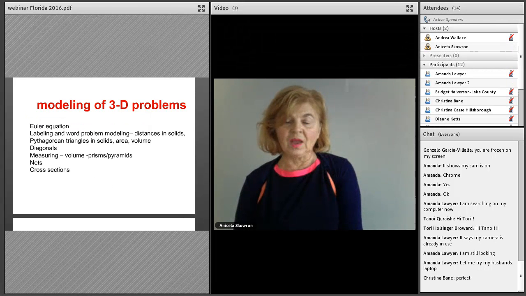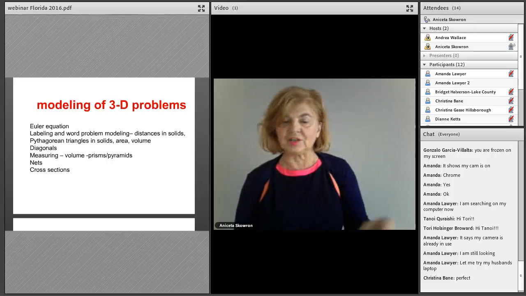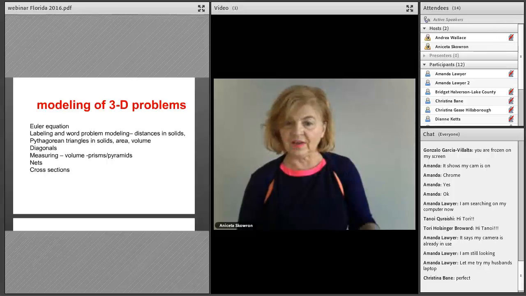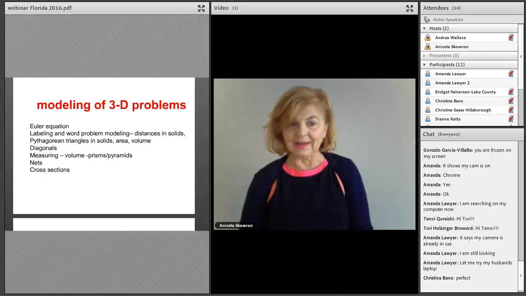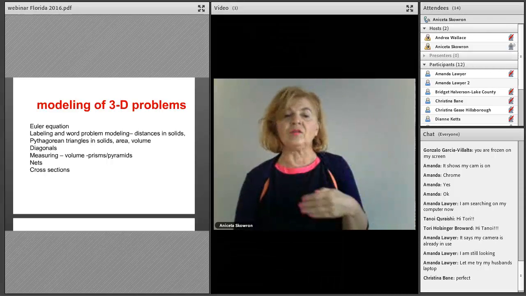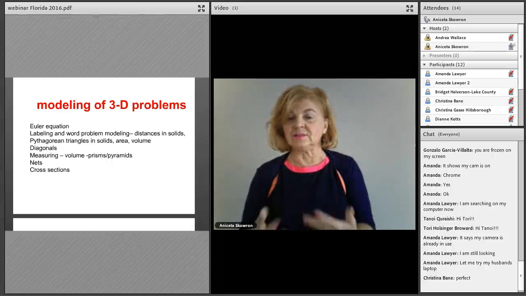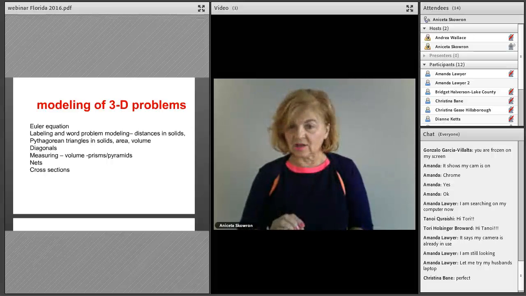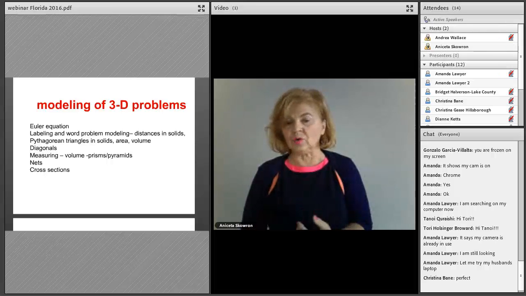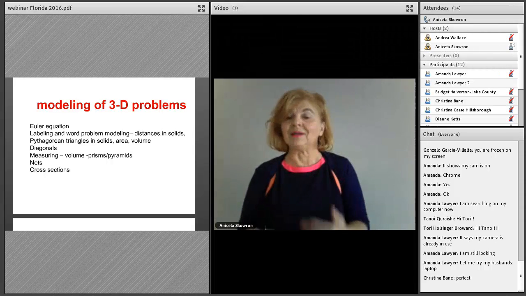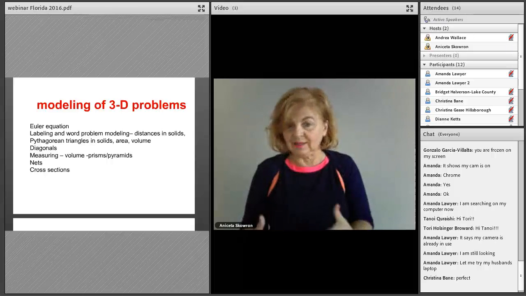So what kind of problems are we going to be modeling? I will start with the Euler equation and labeling of the faces, vertices, and edges. Then we will go more into labeling and modeling of word problems, like showing and touching distances in solids, making Pythagoras triangles inside solids so that word problems can be solved. I will show you, very quickly, how to relate to area, but more extensively, how to make volume a little bit more accessible.